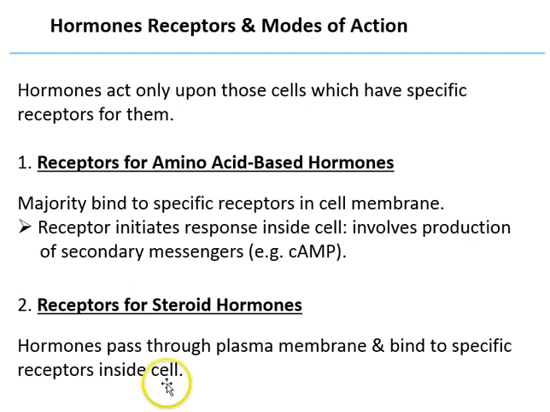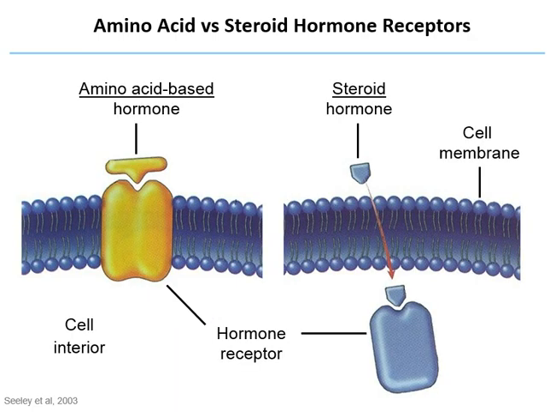So, key thing to think about here, the receptors for hormones can be based in the cell membrane or within the cell. Typically, amino acid-based hormones bind to those receptors that are on the cell membrane, and the steroids and the very, very small amino acid-based hormones, their receptors are inside the cell. This image here is just highlighting the concepts that I've been speaking about.